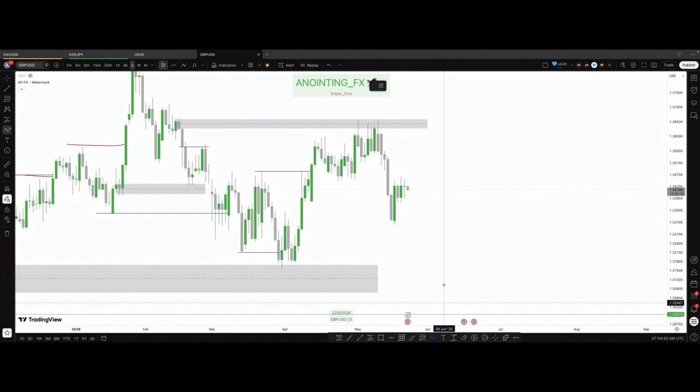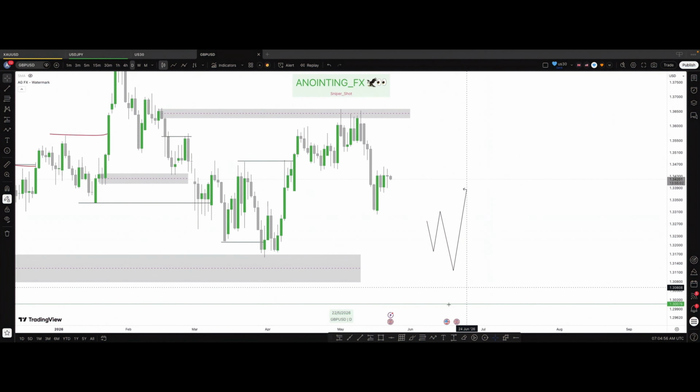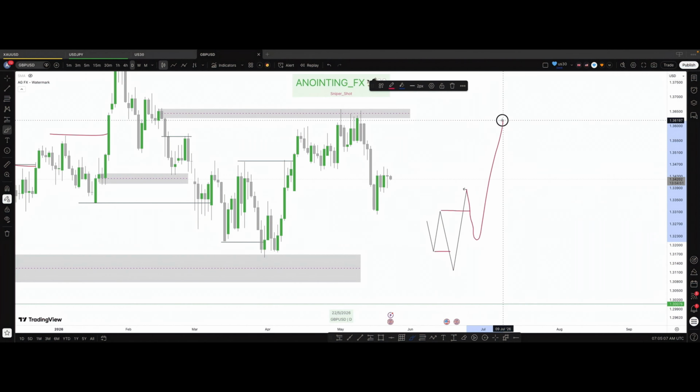Let me just give you a skeleton. Now we have this: a stop hunt being created as liquidity is taken out, and then we have a change of character to this side. Now what do we expect? We expect that price will come in here and then go to the upside.